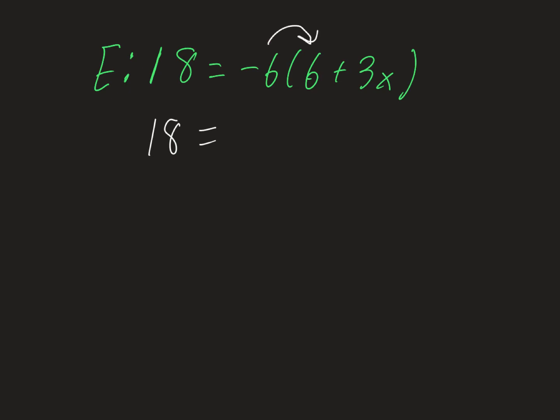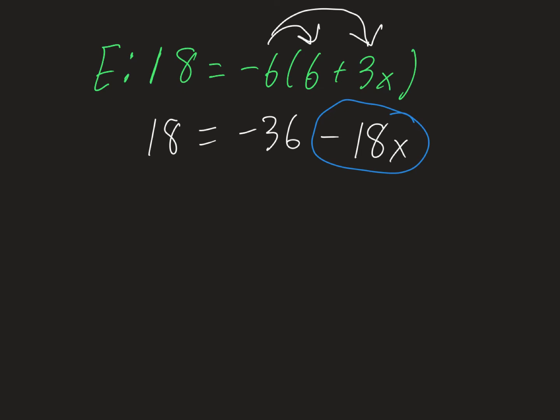Negative 6 times positive 6 is a negative 36. And then negative 6 times a positive 3x is a negative 18x. Once again, we have to get x by itself. So to start with, we're going to leave the term that includes x alone, and we're going to get rid of this negative 36, which is the same thing as subtracting 36. The inverse operation for subtracting is adding, so we're going to add 36 to both sides.